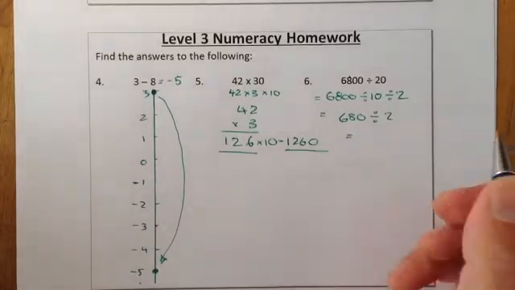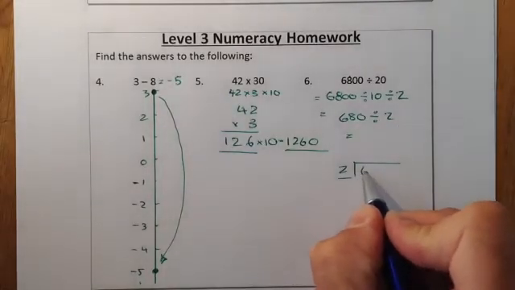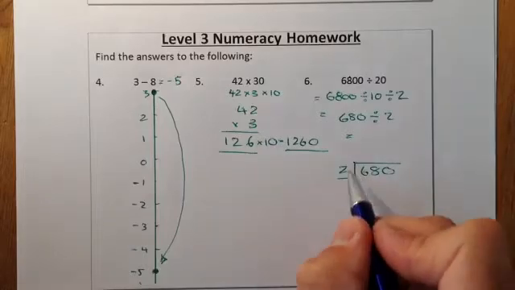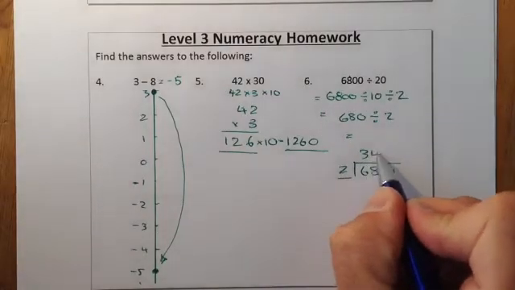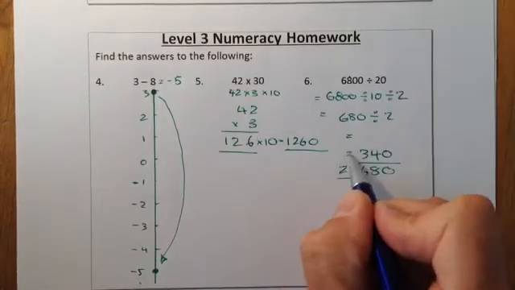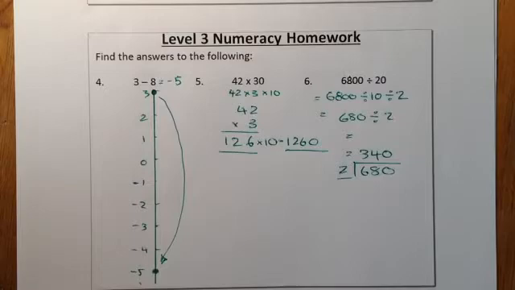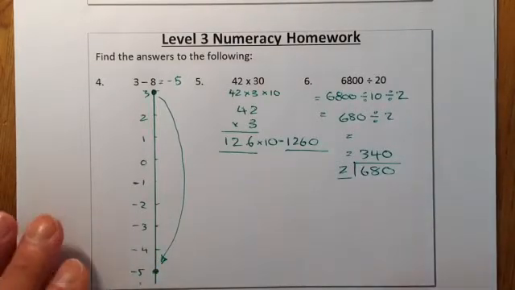Now I can just go ahead and work that out, or what I could do is a division sum here. So 2 into 6 gives me 3, 2 into 8 gives me 4, and 2 into 0 is 0. So my answer there is 340. Okay. On to question 7.